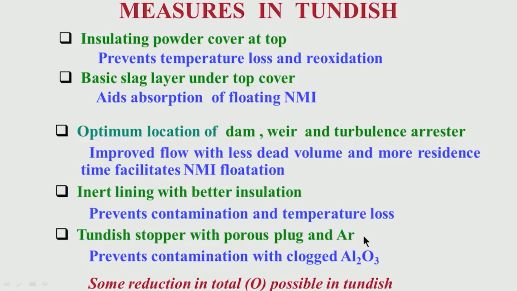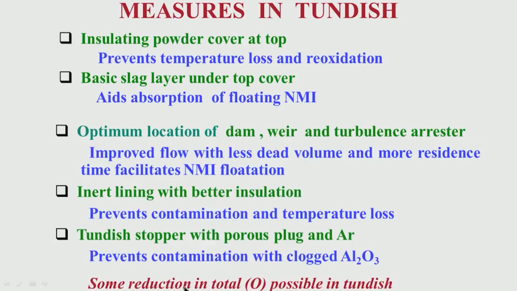This is very important. Otherwise, there will be a possibility of clogging with alumina, because we have killed the steel with aluminium for good killing, for good deoxidation. So there will be some small amount of elemental aluminium in liquid steel, which if it gets in contact with air will form alumina, and there is a possibility of clogging. We must not allow that. So argon shrouding, argon cover is very much important.